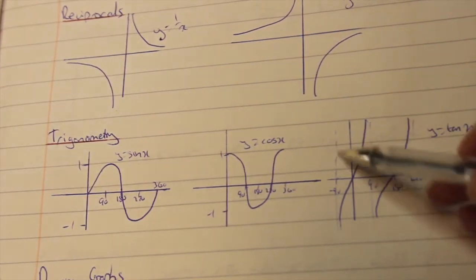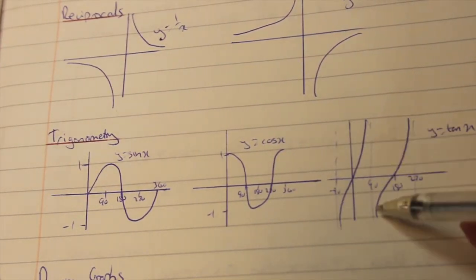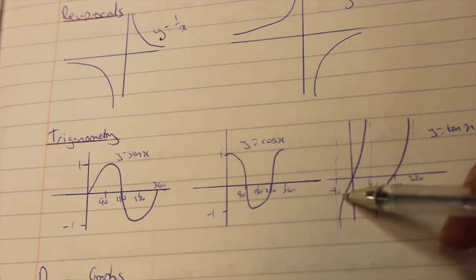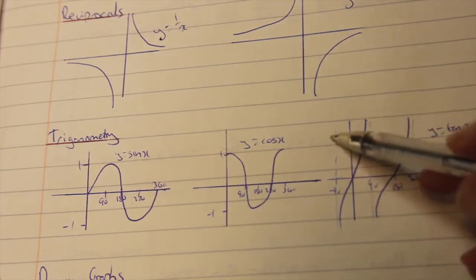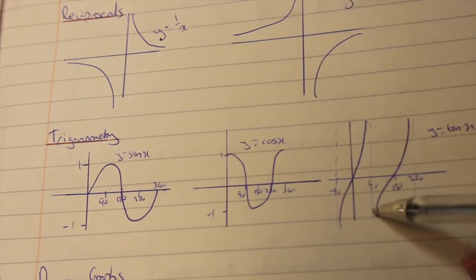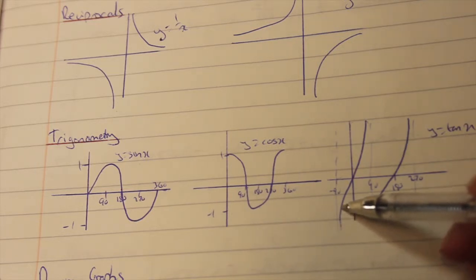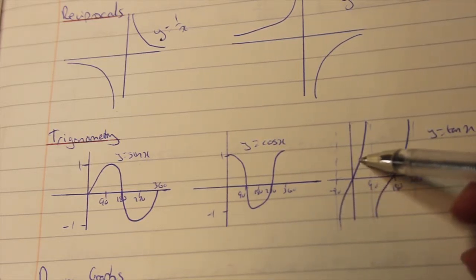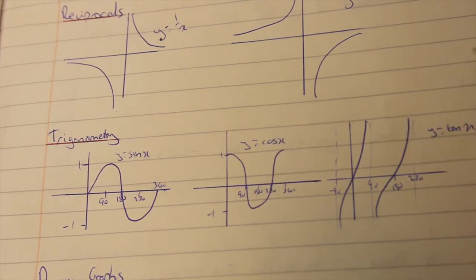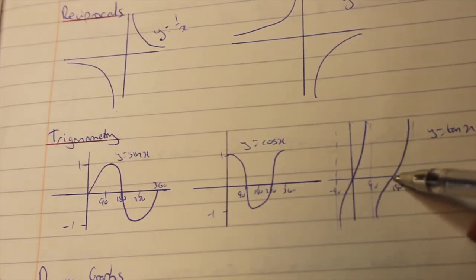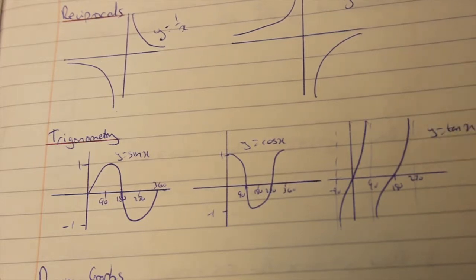Your tan graph has got these asymptotes. The asymptotes are lines that the graph skims along but never touches. It's got an asymptote at minus 90 and at 90. So it skims along, never touches it, goes through 0, and then up and skims along that 90 asymptote. Then asymptotes down here, goes through 180, and asymptotes again at 270.